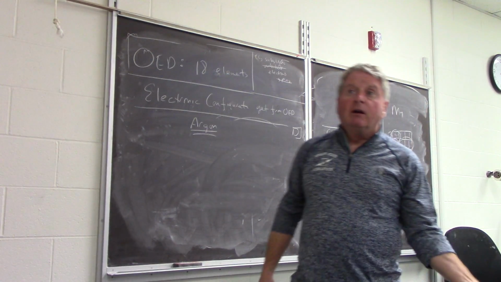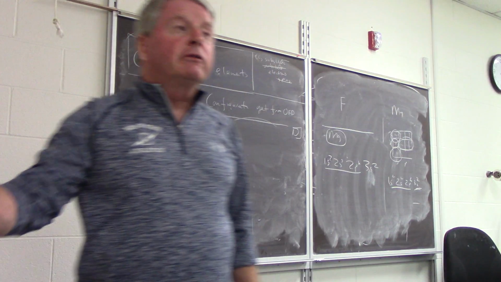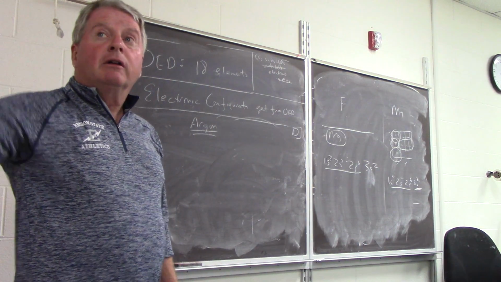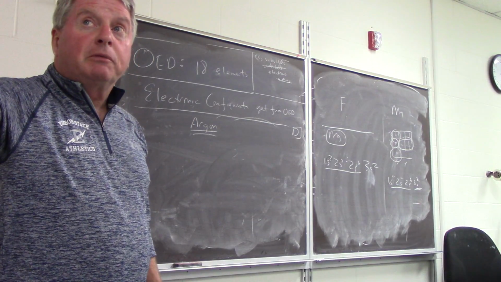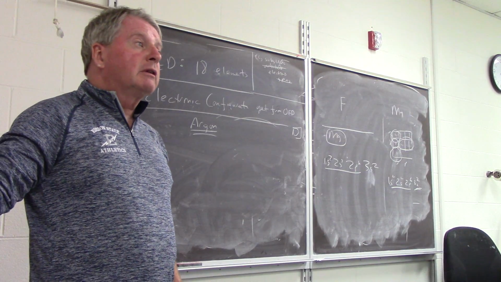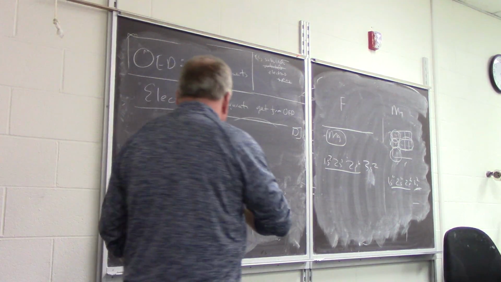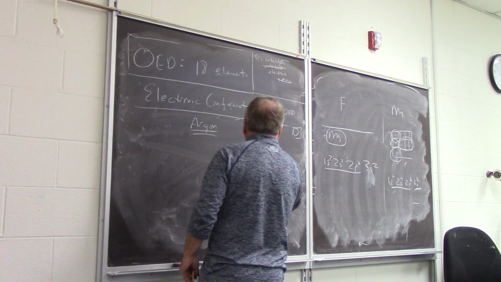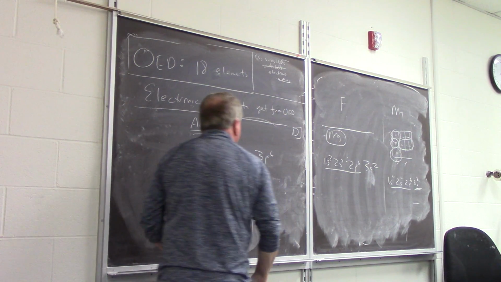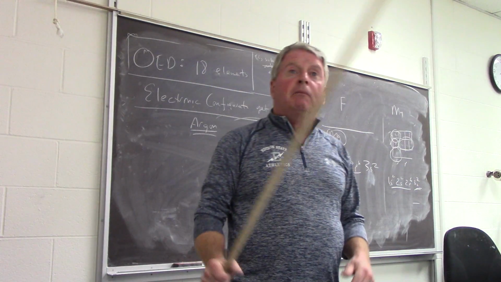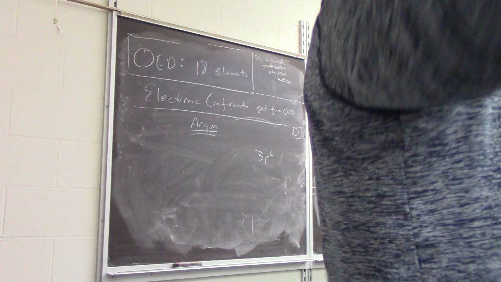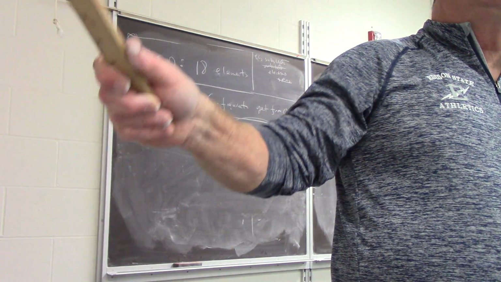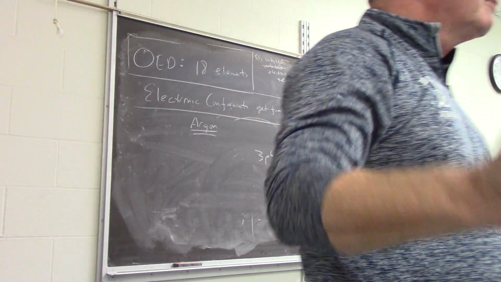Okay, so argon is found in row 3, so write down 3. It's found in the P's, so it's 3P, and how far is it over in the P's? 1, 2, 3, 4, 5, 6. So write down 3P6. Then go backwards. And then you go through the 3S2, then you go through your 2P6, 2S2, and 1S2.